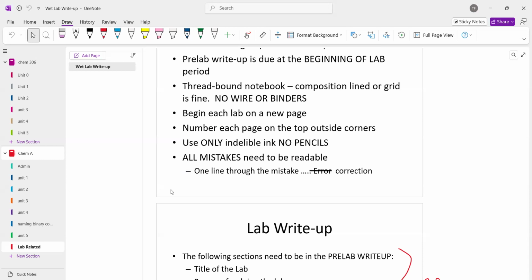You need to pick up a thread-bound notebook like I mentioned earlier today. You can do a composition lined one, or one with a grid in it. The cheapest ones I've seen are, has anyone bought one yet? What did you pay for it? 50 cents. Where? Walgreens, wow. That's the cheapest I've seen. So it doesn't cost that much.